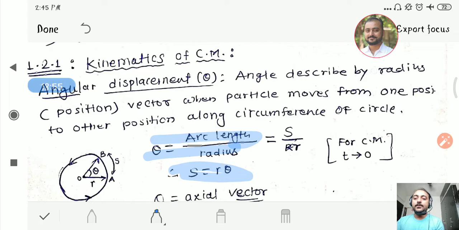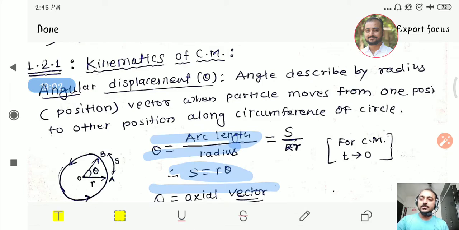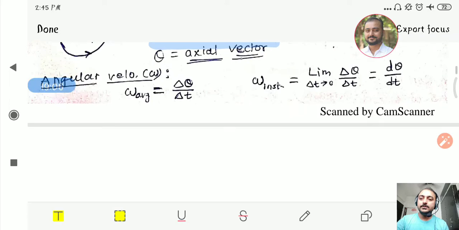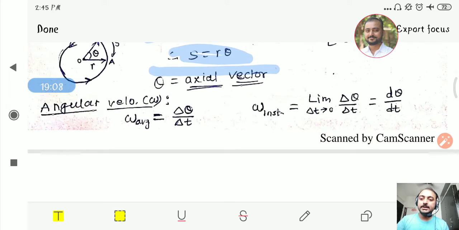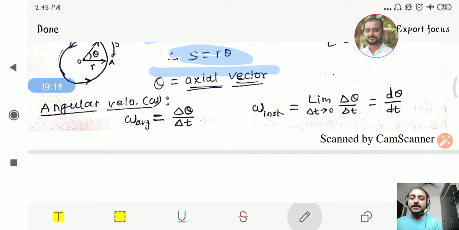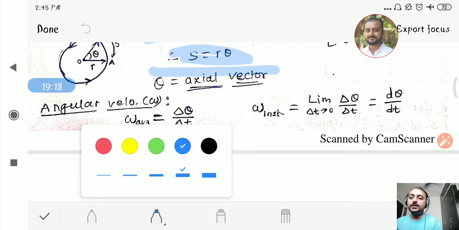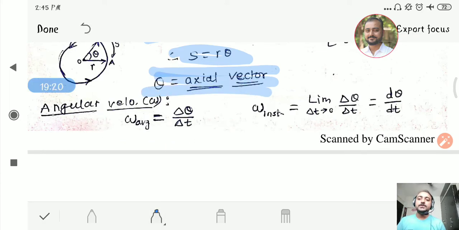Then what about the direction? It's simple. To represent the direction, we just discuss here that angular displacement is a vector quantity, and as it is a vector quantity, it is an axial vector. Why is it called an axial vector?